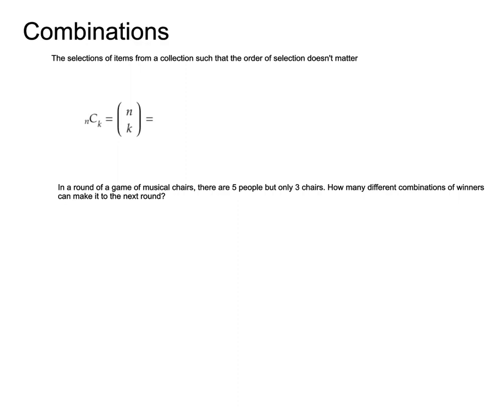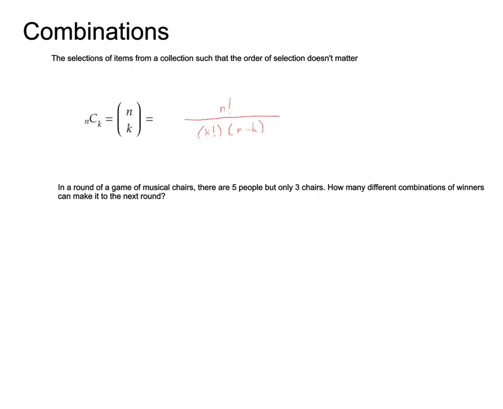The notation for combinations you can see in two different ways. The way that will show up often, especially on a calculator, will be nCk, or that can be equal to, in parentheses, n over k. If you see this notation, the way to calculate the combination is n factorial over k factorial times (n minus k) factorial.